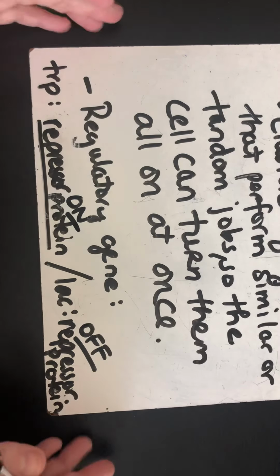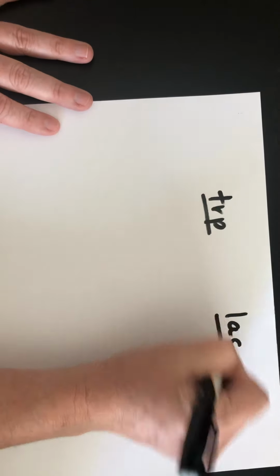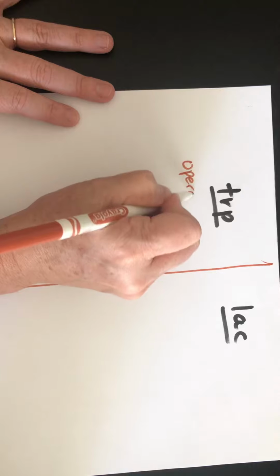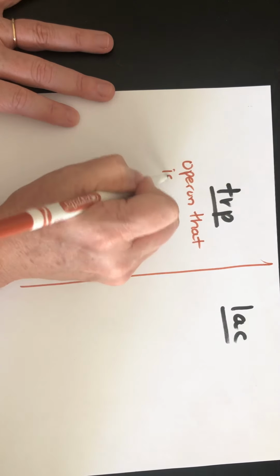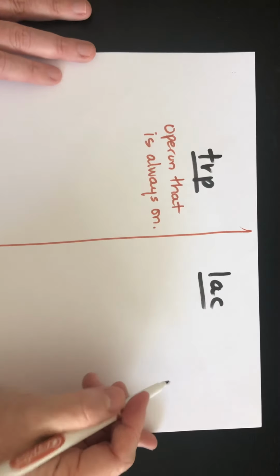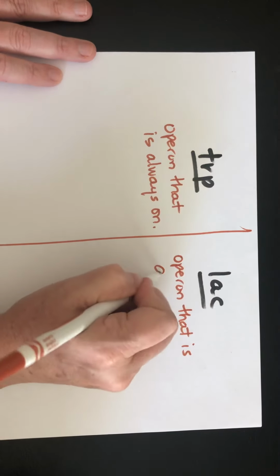All right, so the main thing here is that we remember that our two operons, Trp and Lac, are just two very specific examples of operons. There's lots more, but Trp represents an operon that is typically on, and Lac represents an operon that is typically off.